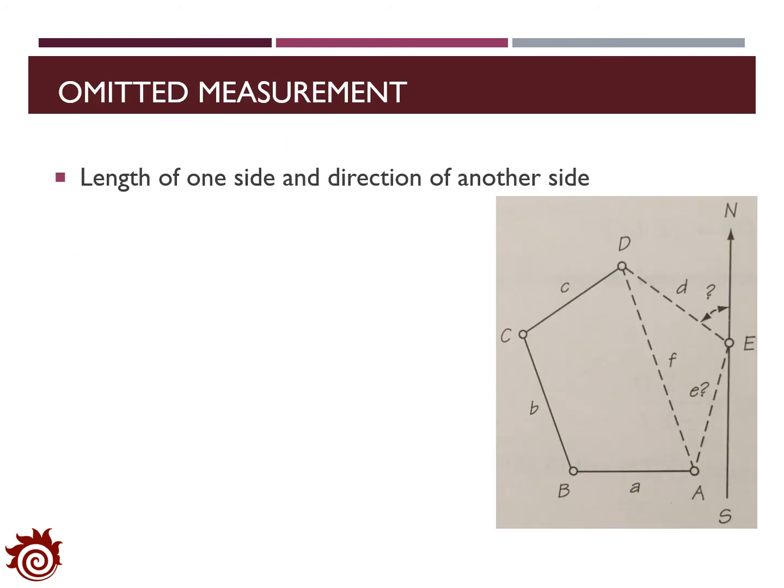In the second scenario, we assume that the length of one side and direction of another side are missing, which is shown in the scenario here. In this figure, we do know the length of the segment E to D as D, and we know the direction of the segment A to E, but we don't know the direction of the segment E to D and the distance of the segment A to E. We want to find out these two values.